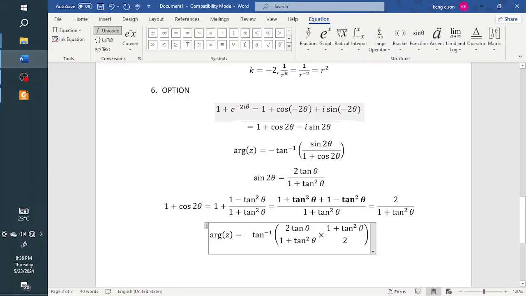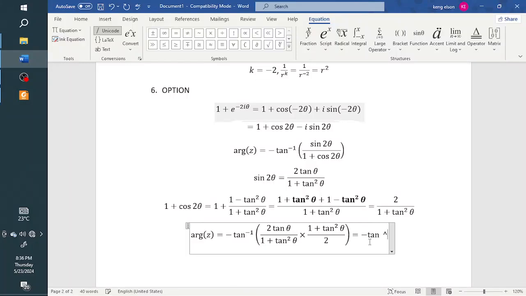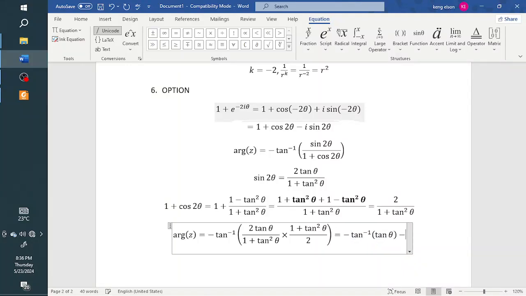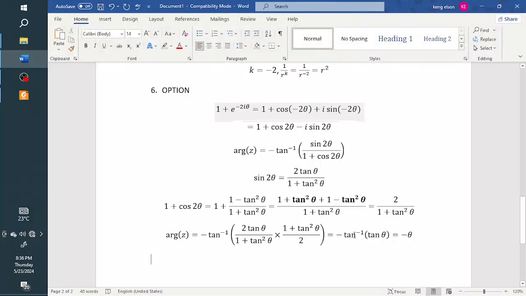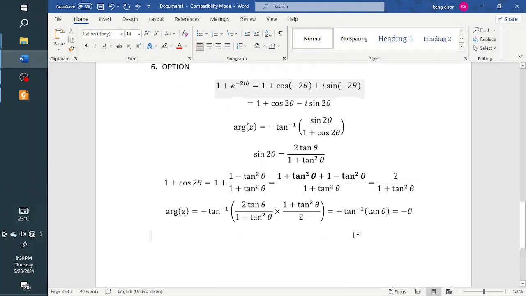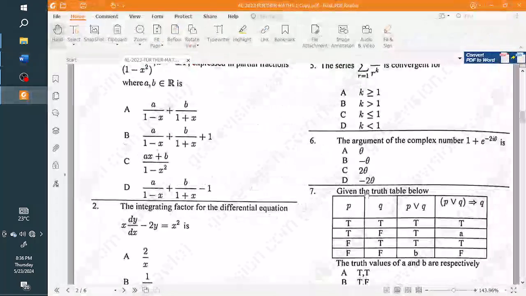So at the end of the day, we have negative tan inverse of tan theta. Tan inverse of tan theta is theta with all conditions applying. So the argument is negative theta. Let's check the answer. Option B is correct, negative theta.